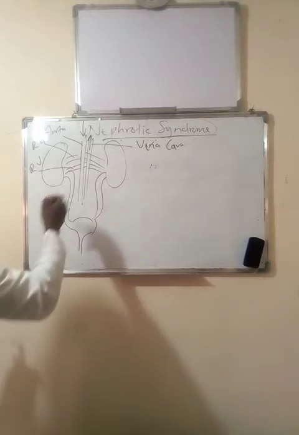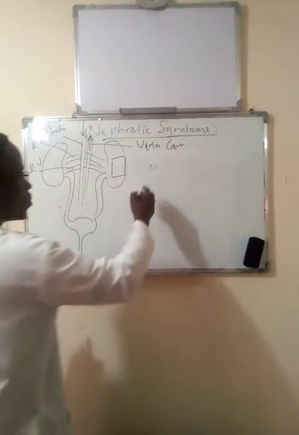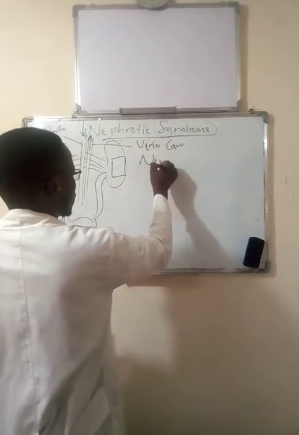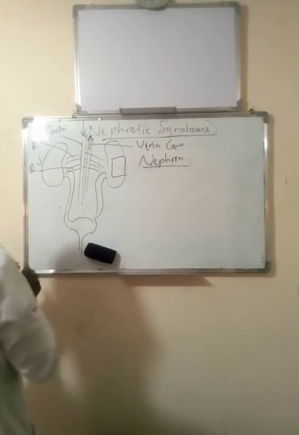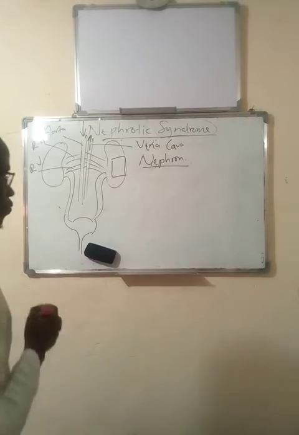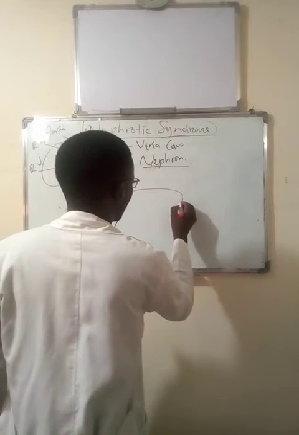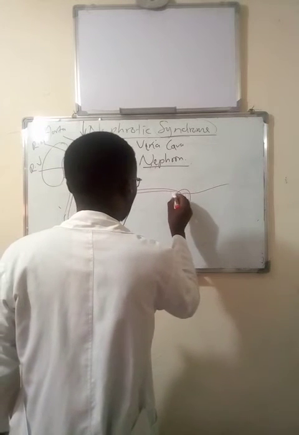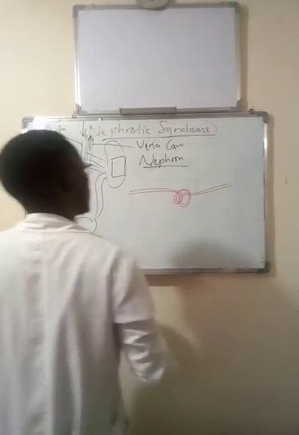Now, if we open the kidneys and look at it inside, we're going to look at the functional unit of the kidney, which is called the nephron. When you look at the nephron, we have the renal corpuscle and the renal tubule. Those are the two parts of the nephron. Let's look at the renal corpuscle. We have the glomerulus, which is simply a coil of capillaries.